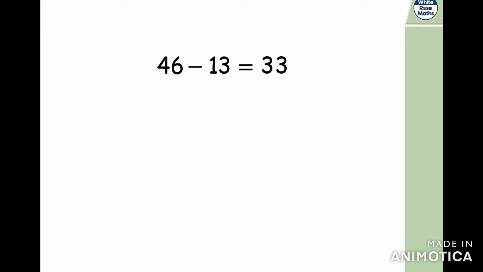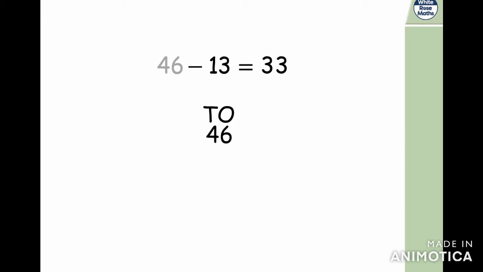Here's a subtraction calculation for us to have a look at. 46 minus 13 is equal to 33. What's really important with column subtraction are the 10s and 1s. So let's bring those 10s and 1s together and think about where our 46 goes.